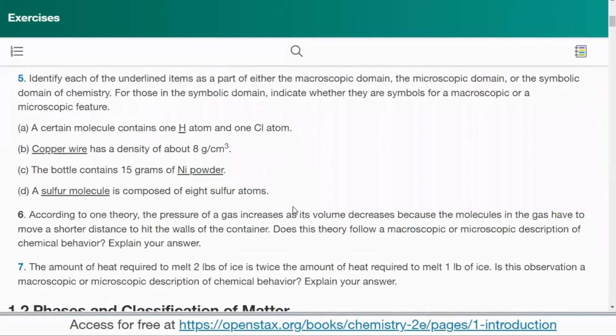So let's look at number 5. Identify each of the underlined items as part of either the macroscopic domain, the microscopic domain, or the symbolic domain of chemistry. For those in the symbolic domain, indicate whether they are symbols for a macroscopic or microscopic feature. A certain molecule contains one H atom and one Cl atom. H is in the symbolic domain. And since we're talking about a single molecule, that's a microscopic feature. So let's look at the answer key.